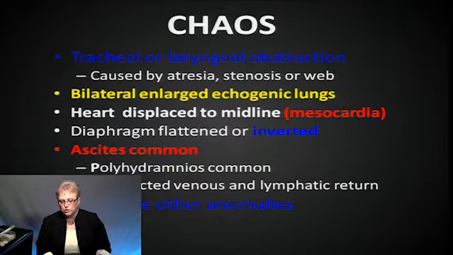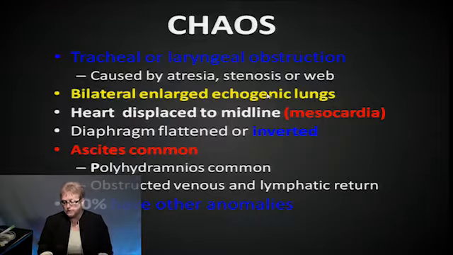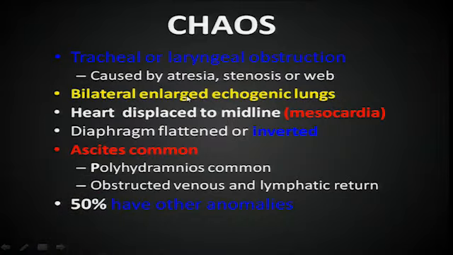So it's a tracheal or laryngeal obstruction, and it's caused by an atresia, stenosis, or web. They're usually bilateral enlarged echogenic lungs. Heart is displaced to the midline, that's your first clue, and that flattened or inverted diaphragm. It's very common for these babies to have ascites, and polyhydramnios is common, and they have obstructed venous and lymphatic return, and 50% have other abnormalities.